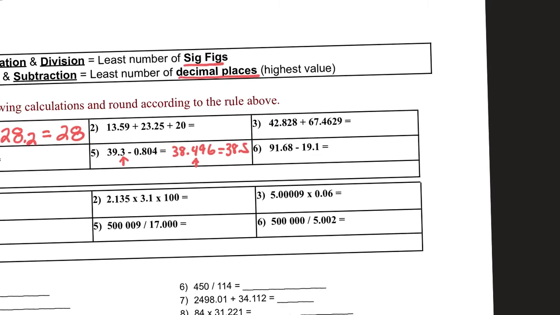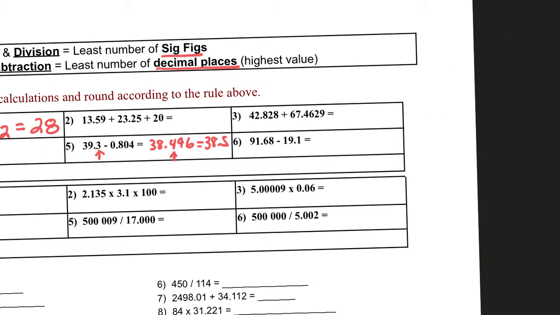Let's do number 3. Addition problem. 42.828 plus 67.4629. The answer I get is 110.2909. Now I'm going to look for the least number of decimal places, which is in the third decimal place spot, which would be right here. The 0 is followed by a 9, so it's going to round up. So my answer is going to be 110.291.